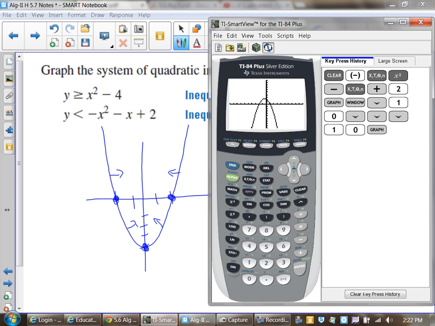So when I go through that one, there's a couple things you can do. The first thing I want to find is my vertex. Will my vertex be a maximum or a minimum? It's going to be a maximum again. So I hit second trace, number 4 for maximum. Remember, it's going to ask you for the left boundary and the right boundary. So you have to be on the left-hand side of it and the right-hand side. It doesn't have to be symmetrical about the sides, just anywhere.